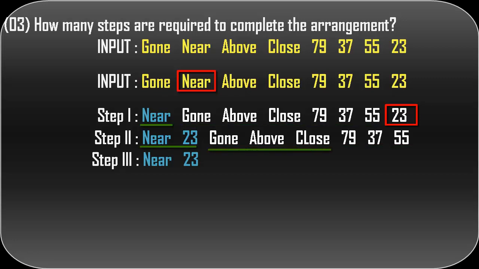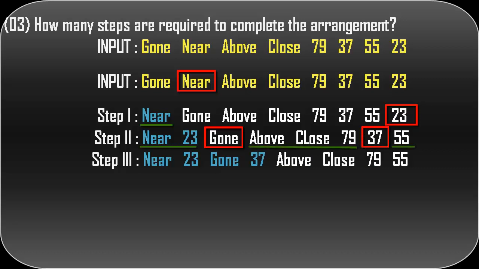Find the highest word in terms of alphabetical order from the remaining words from step 2, that is gone. Put it in the third spot in step 3. But here, if you observe, the word gone is already in the third spot in step 2 itself. So what we will do here is, we will move ahead to fill the fourth spot in step 3 itself. So find the lowest number from the remaining numbers from step 2, which is 37. Put it in the fourth spot in step 3, and the rest of the elements will be in the same order as in step 2.